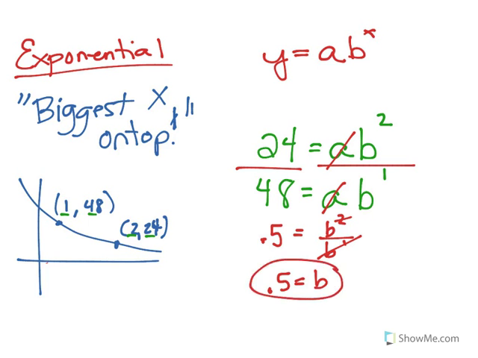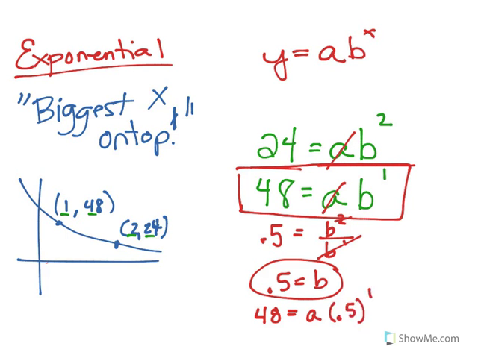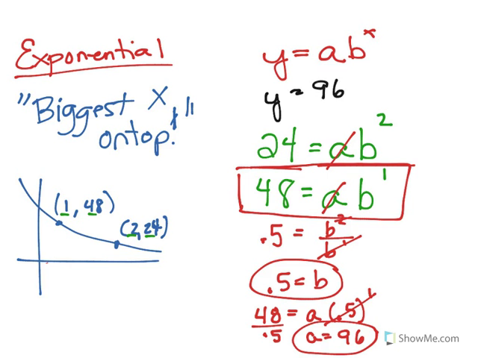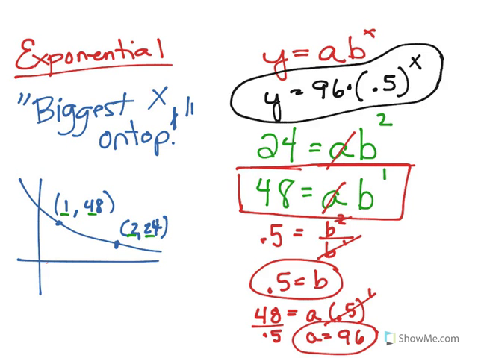All right, so now that I've got b, I can put it back into either equation. Let's do it into this equation and find a. So I've got 48 equals a times 0.5 to the first. So to get a by itself, I'm going to divide by 0.5 to the first power, and I'm going to get 96. So my equation for this graph is going to be y equals 96 times, usually write parentheses just so we know that that's there, 0.5 to the x. But just so you know, I did exactly what I did in the last problem. I graphed this, and I made sure the points matched up.